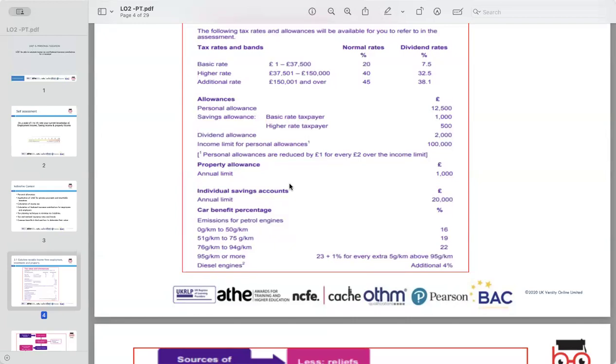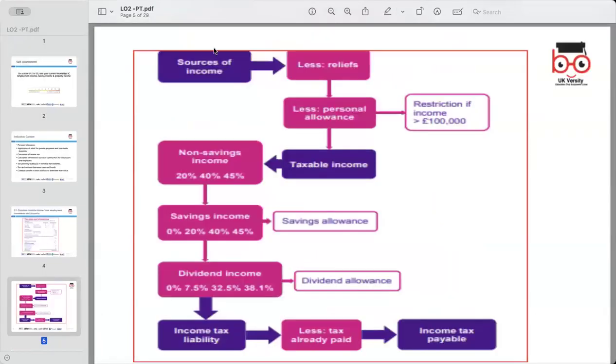By applying these tax rates and allowances to the income received from employment, investment, and property, we can calculate the taxable income for an individual. Understanding these concepts helps individuals manage their finances efficiently and ensure compliance with tax regulations. Any questions so far?